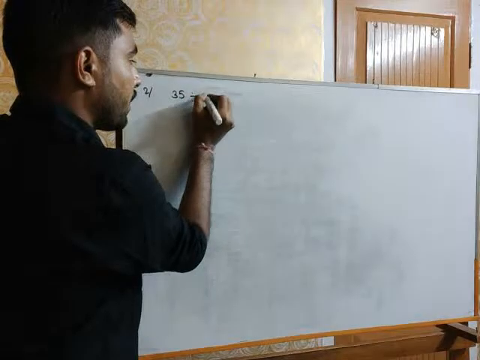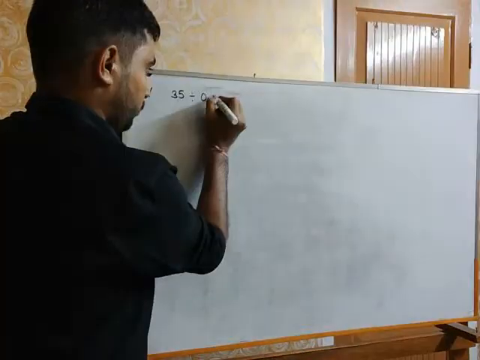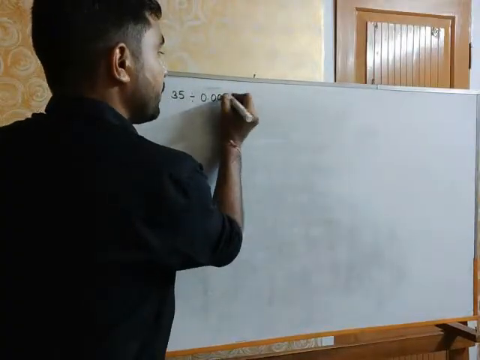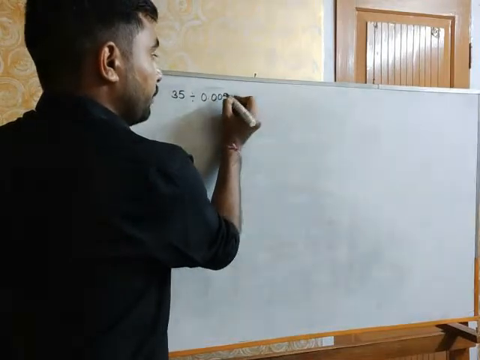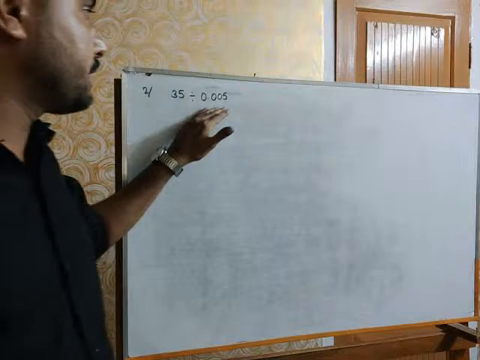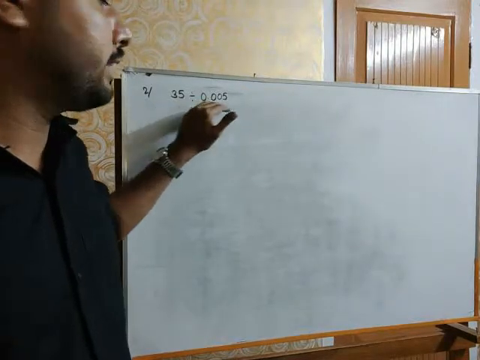35 is divided by 0.05. Now can we do it directly? 0.005. Can I do it directly now? No, because the number which is dividing 35 is a decimal number.